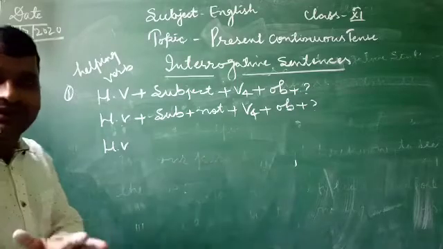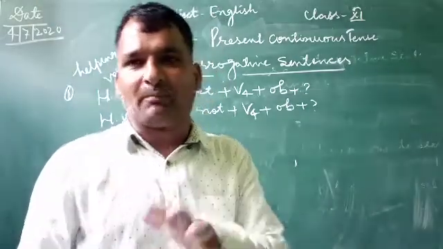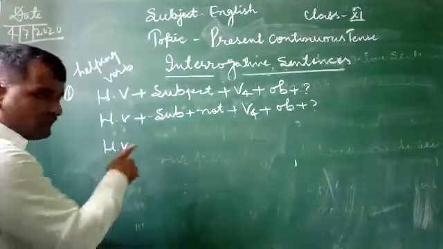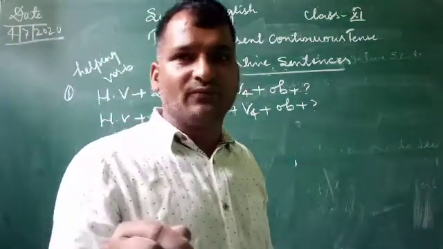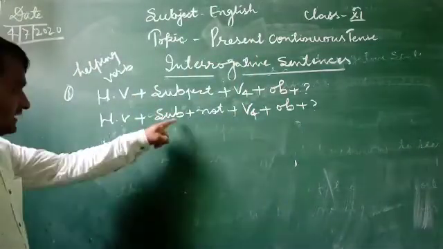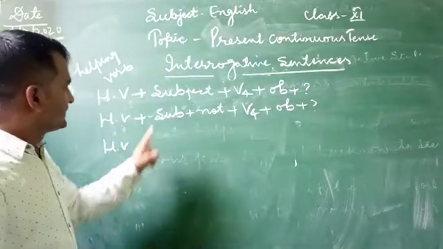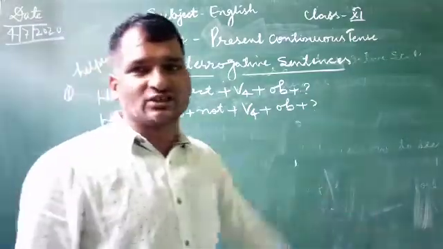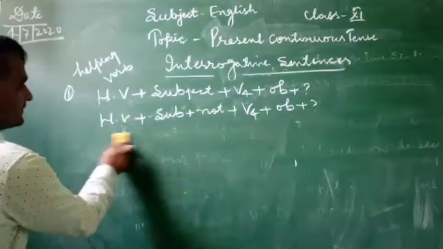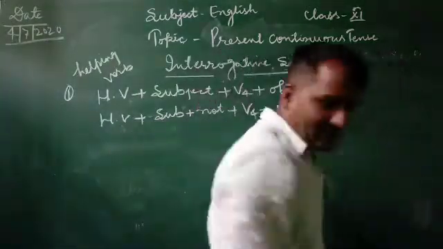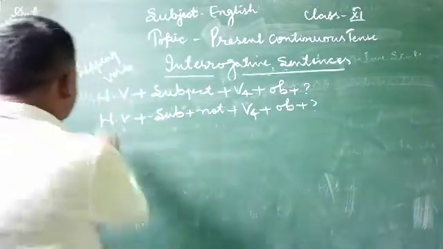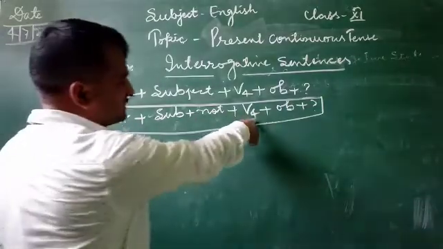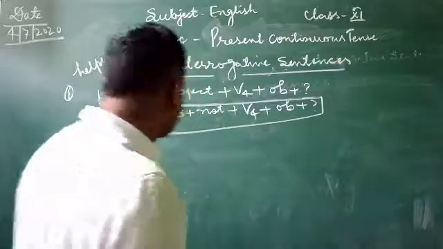Helping verb in contraction form, the abbreviation of the helping verb. Always remember this thing: contraction form of the helping verb, then subject, no need to write not here, then you have to use ing form of the verb, then the rest of the sentence. We will make a sentence based on this structure. Always remember these things: helping verb plus subject plus not plus ing form of the verb plus object plus rest of the sentence.